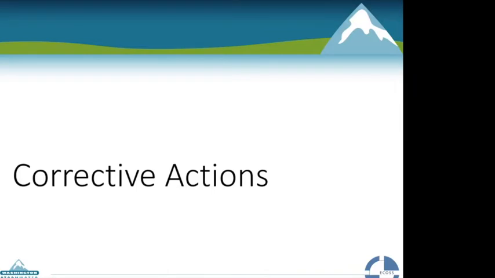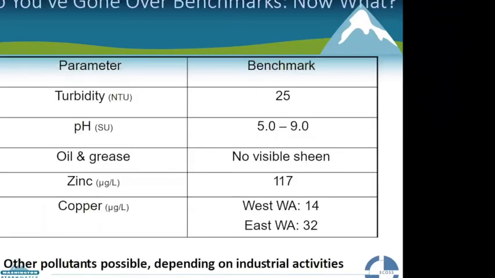Okay, so if there's no more questions about the SWIP sampling or SWIP certification, I will let Anne talk about corrective actions. And this is sort of where the rubber meets the road for this permit. Okay. All right, so you've gone over benchmarks. Now what do you do? Just remember that these are the benchmarks that you have to meet, and other possible pollutants depending on your industrial activity, as was referred to earlier by your NAICS code.